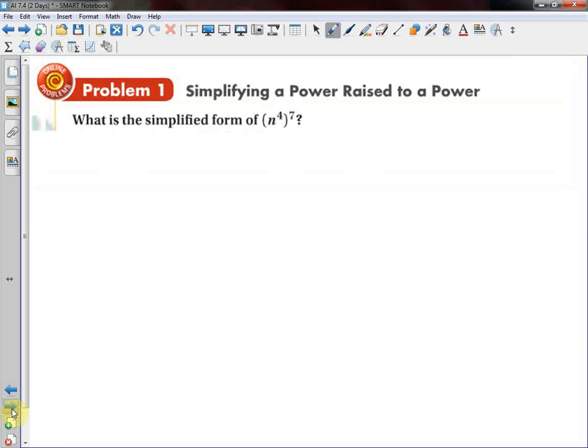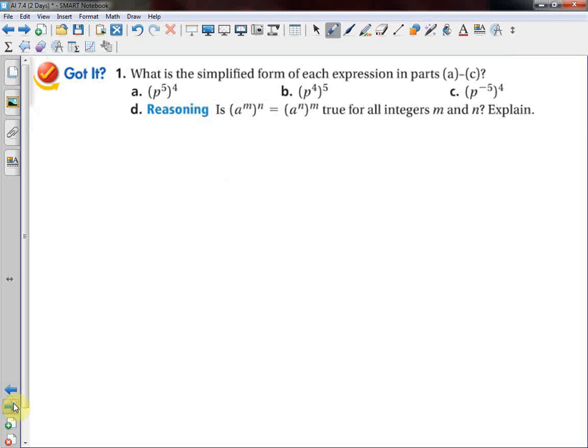What is the simplified form of n to the 4th to the 7th? Well, since this is a power raised to another power, I know this is going to be n to the 4 times 7, which is going to be n to the 28th. Okay? And these are probably going to be easy enough where a lot of you guys could do that in your head. All right, here's 3 for you guys to try, and then reasoning on part D.